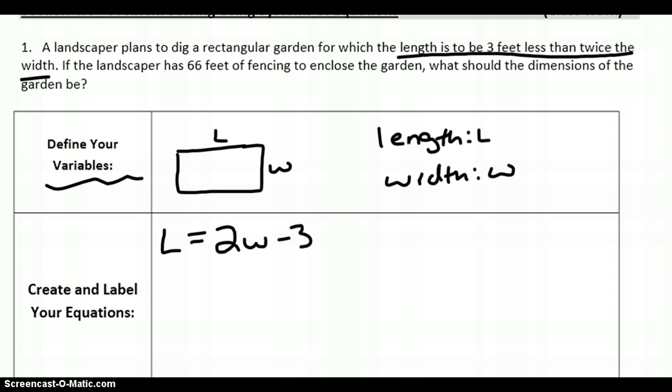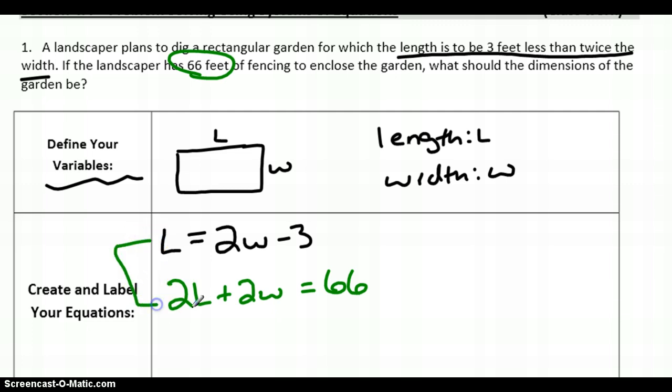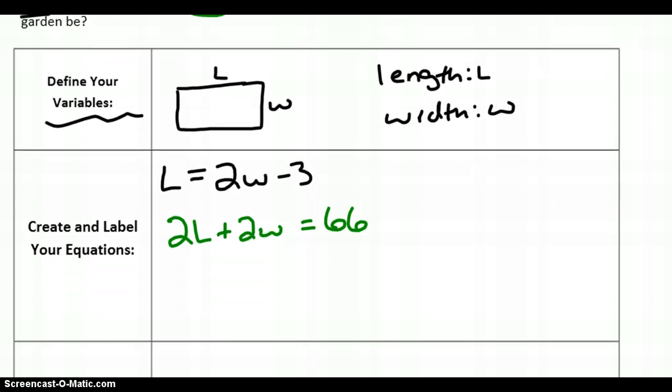Now the second equation is going to come from the fact that I've got a total of 66 feet to go all the way around the edges of this garden. So that 66 is going to be 2 lengths plus 2 widths to get all 4 sides. That's my total. In this kind of situation, I'm always looking to get 2 different equations so that I can use substitution or elimination to solve. So let's go down and solve.